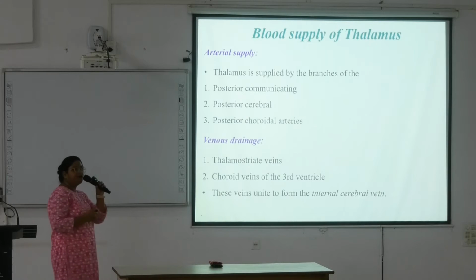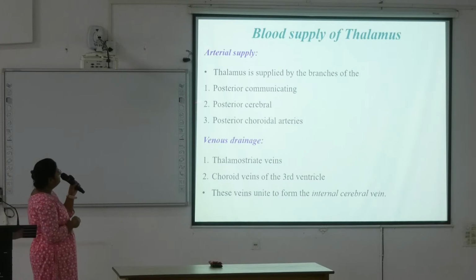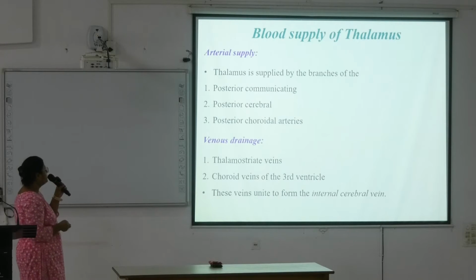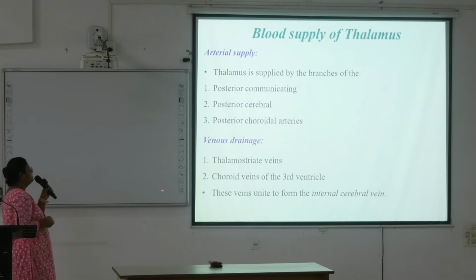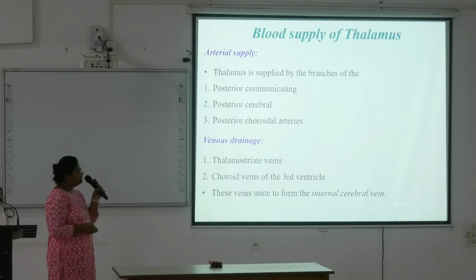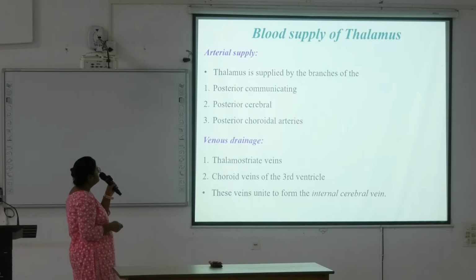Blood supply is important. So arterial supply, it is supplied by branch of the posterior communicating, posterior cerebral and posterior choroidal arteries. Venous drainage is via thalamostriate veins and choroid veins of the third ventricle, and these veins unite to form the internal cerebral vein. So this is blood supply of the thalamus.